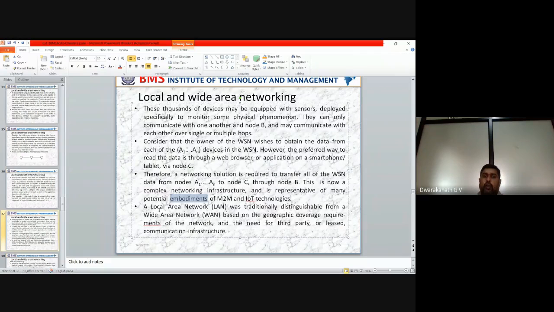Now back here. A local area network was traditionally distinguishable from a wide area network based on geographic coverage requirements of the network. This is one important thing you should know as IoT developers. Two types of networks are there: local area network and wide area network. LAN was traditionally distinguishable from WAN based on geographical coverage requirements.